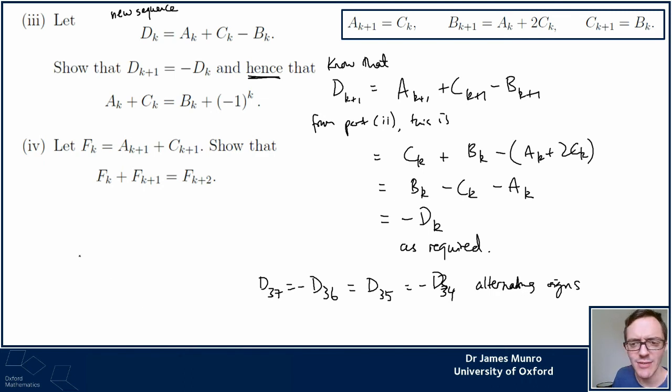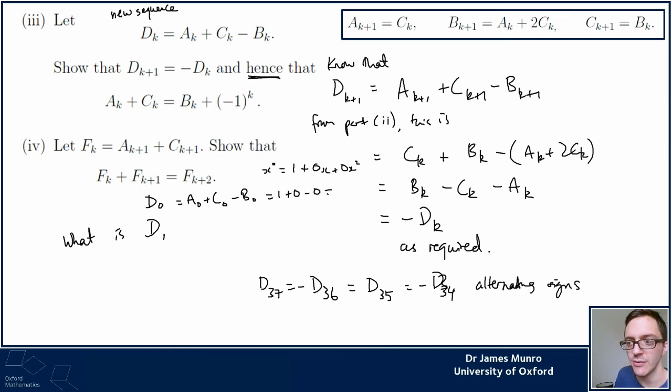What's an early value of d? So, let's have a look, what is d1 or d0? Does d0 make sense to think about? Well, d0 would involve a0 plus c0 minus b0. And those were the coefficients for what x to the 0 was. x to the 0 is 1 plus no x's plus no x squared. So this would be 1 plus 0 minus 0. That was 1. Okay, so that's pretty good news.